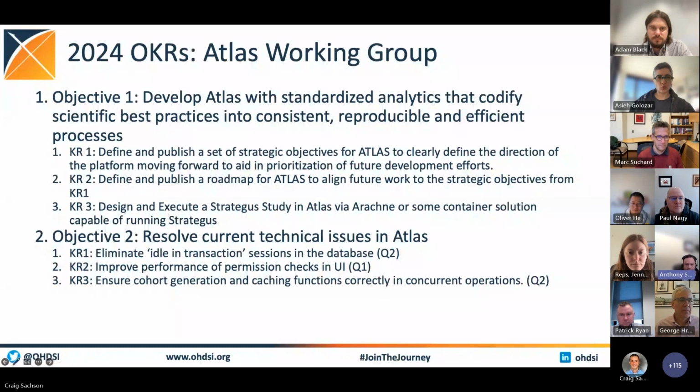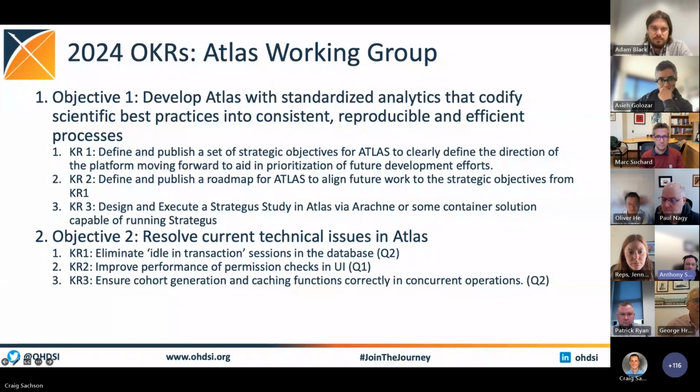And going hand in hand with that is to define and publish a roadmap for Atlas to align future work to the strategic objectives from the first key result. And so the aim there is to provide a clear roadmap for the community on what we're aiming to do with Atlas and how we're going to move the platform forward. And along those lines, one of the things that we know we want to do moving forward with Atlas is to incorporate strategists for network study designs. And so one of our key results here is to design and execute a strategist study in Atlas via Arachne or some other container solution capable of running strategists.